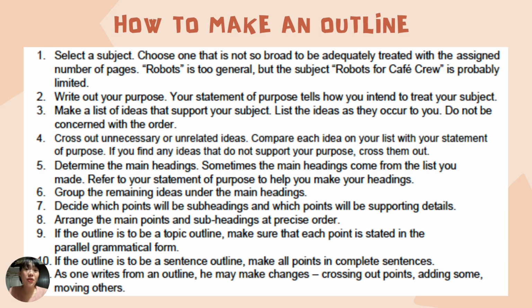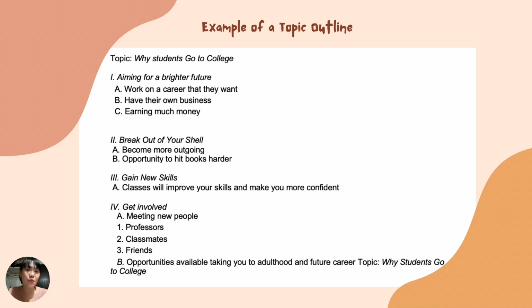So after learning the ways on how to make an outline, let us have the example. Presented on the screen is an example of a topic outline. The topic: why students go to college. Then we have the main ideas. Roman numeral 1, aiming for a brighter future. Roman numeral 2, break out of your shell. Roman numeral 3, gain new skills. Roman numeral 4, get involved.